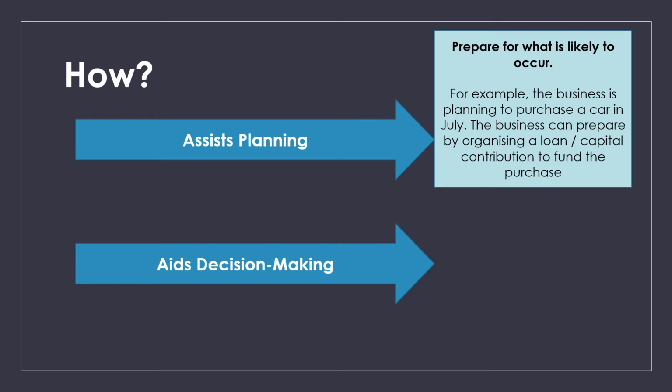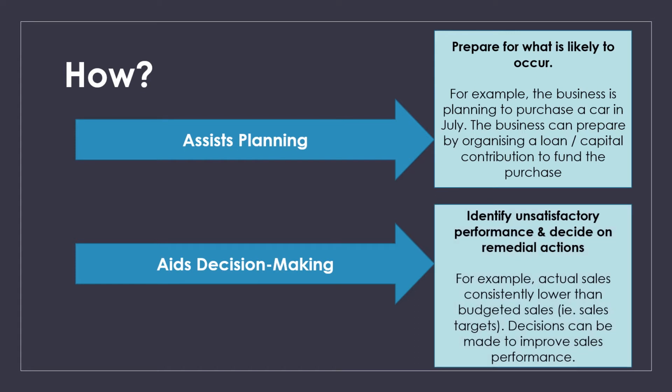On the other hand, budgets can also aid decision-making by helping the business identify unsatisfactory performance and decide on remedial actions. For example, actual sales are consistently lower than budgeted sales, that are the sales targets. Decisions can therefore be made to improve sales performance.